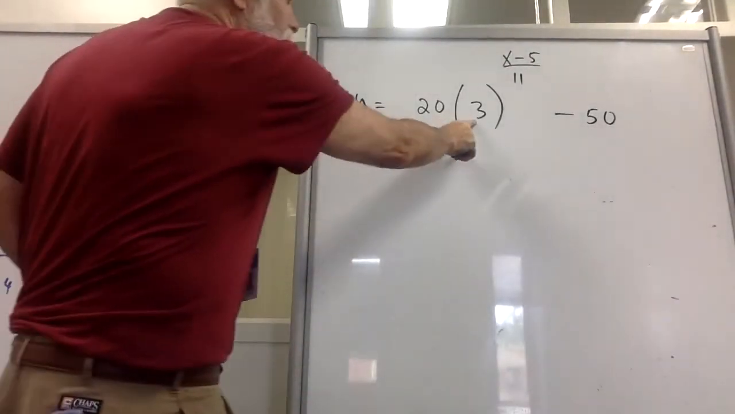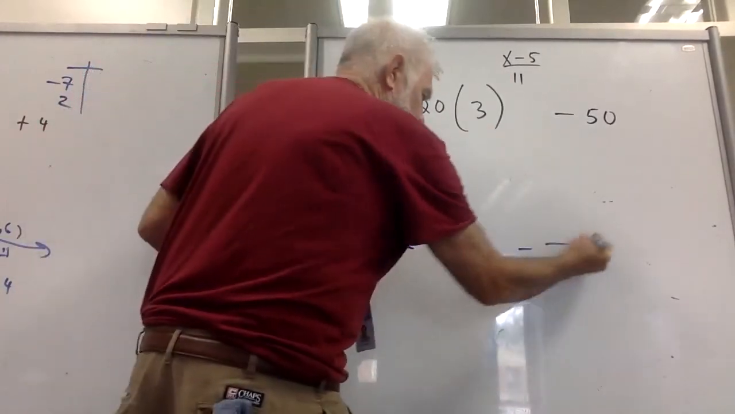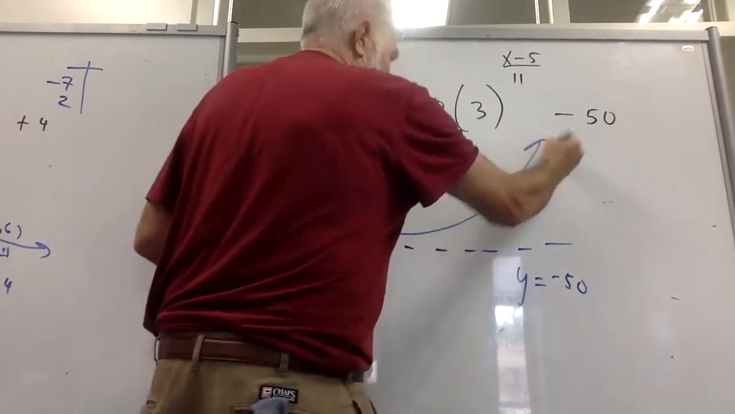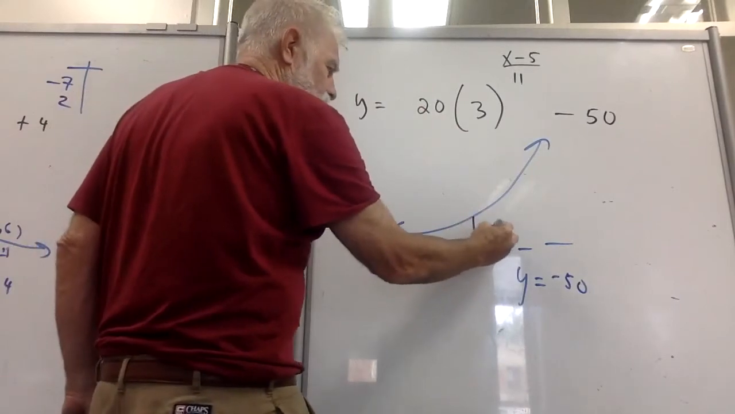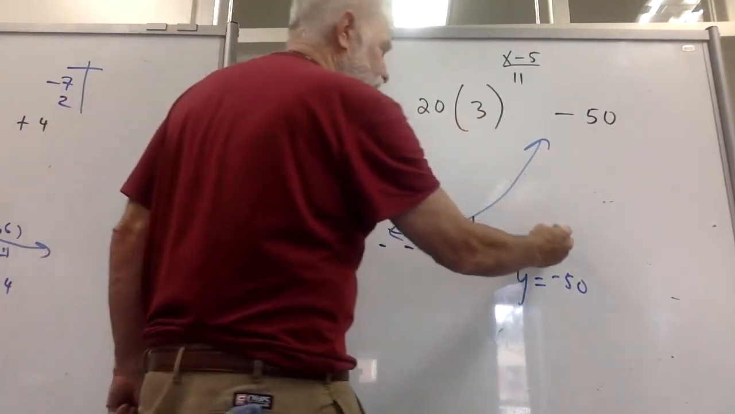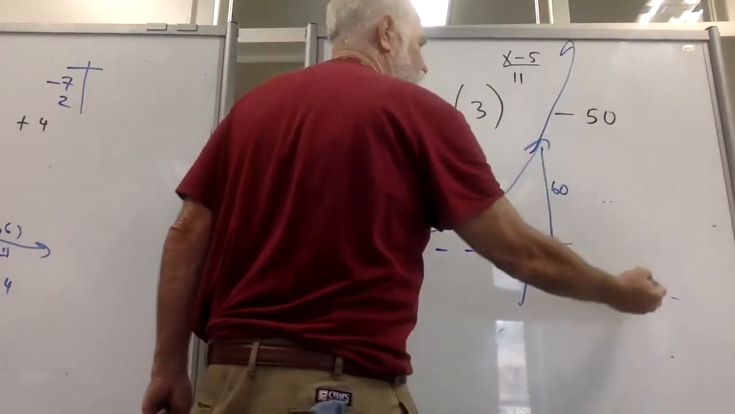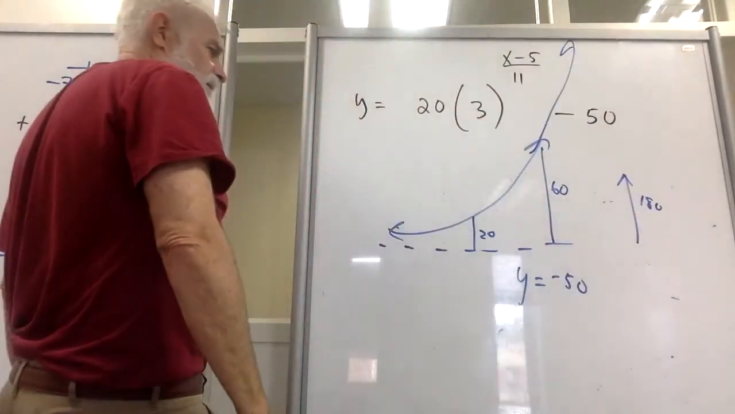Oh, I see growth on top of minus 50. I know what this looks like. Looks like that. And now I am initially going to go up 20 units, provided I pick the right number. Then I'm going to do 3 times that. That's going to be 60. I bet the next one's 180. Woo! Boy, that's growing fast.